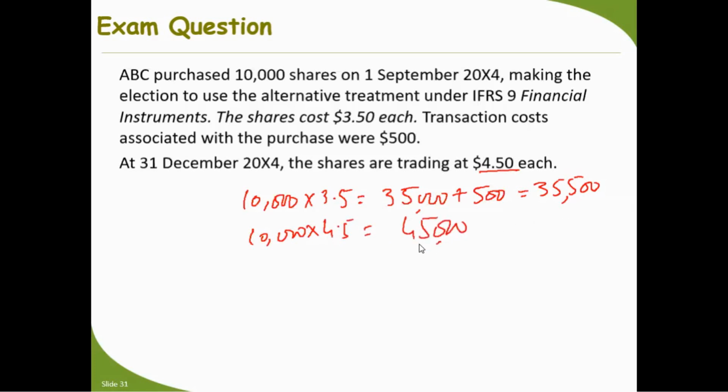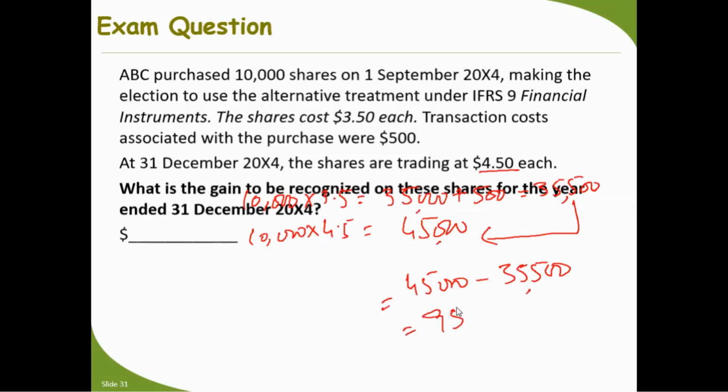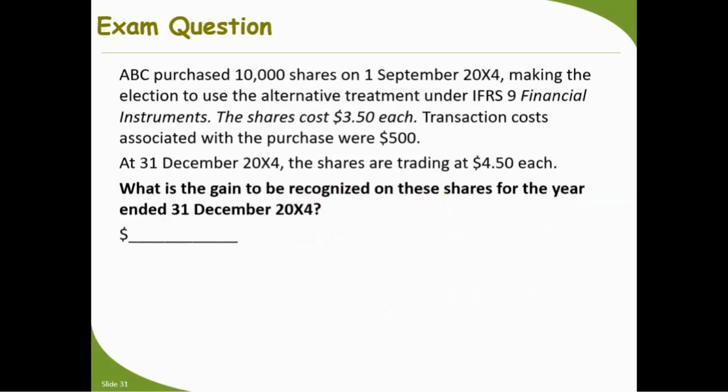So 10,000 times 4.5 equals 45,000. The carrying value at the end of the accounting period is higher than the value at initial recognition. The difference is a gain, which is 45,000 minus 35,500 equals 9,500. So that is our answer. If it would be fair value through P&L, then that 500 would never be capitalized, but it is the alternative treatment. Okay.